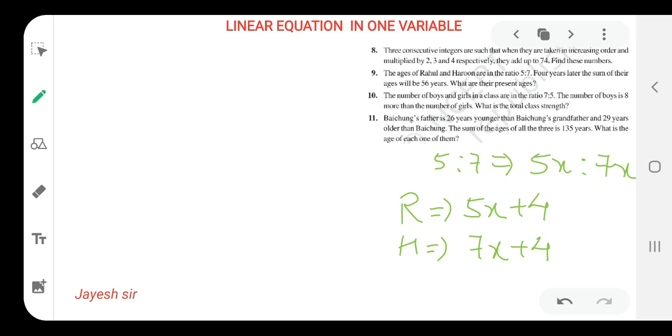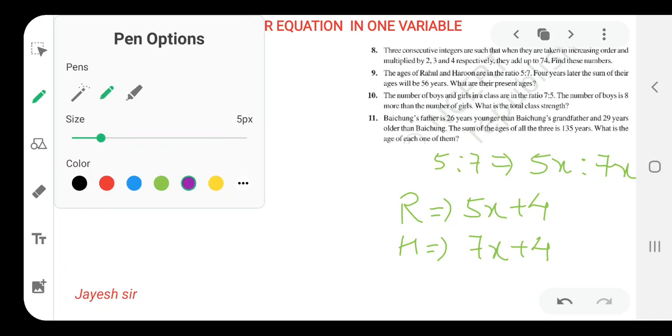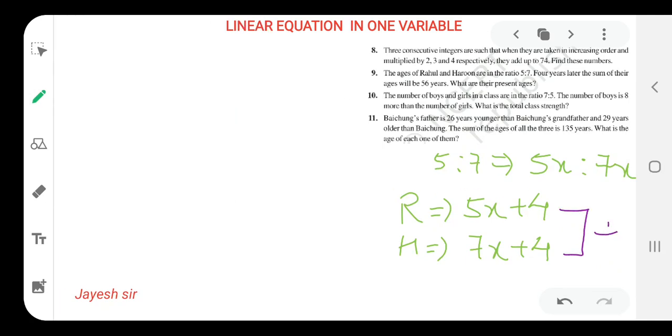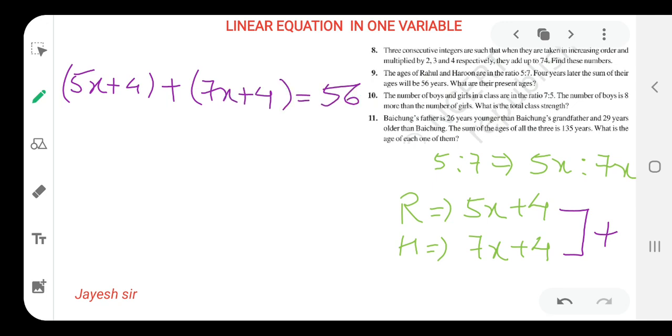And now we have reached the question. 4 years later the sum of their ages would be 56. That means after 4 years, this value plus this value would have the sum 56 years. Yes, so we'll write the equation. First for Rahul's age, that is 5x plus 4. This is Rahul's age after 4 years. Similarly for Harun's age after 4 years, 7x plus 4, and their sum is given as 56. Yes friends, we are done.